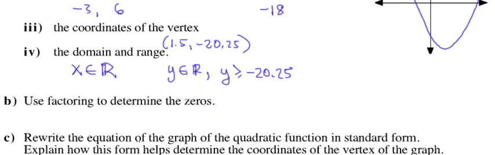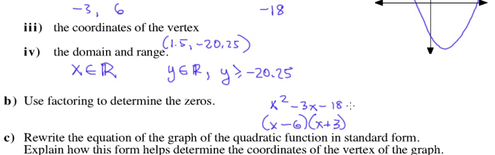Now, getting away from the calculator a bit, they say use factoring to determine the zeros. If you have x squared minus 3x minus 18, that factors as x minus 6, x plus 3. And so if we're trying to find zeros for this thing, we want to know when it equals 0.